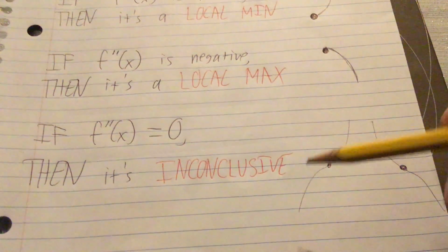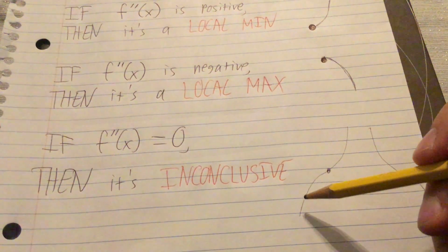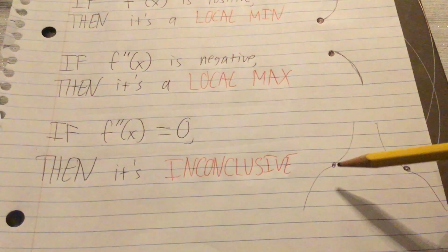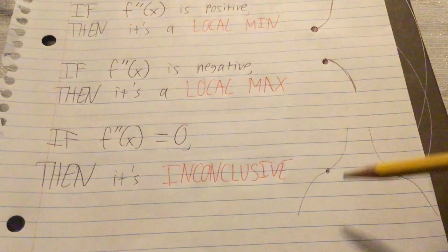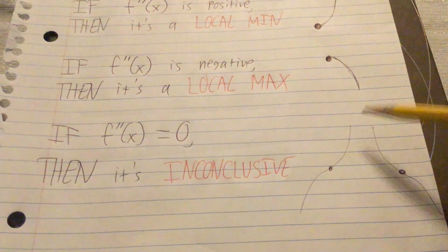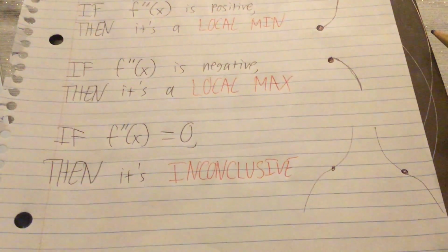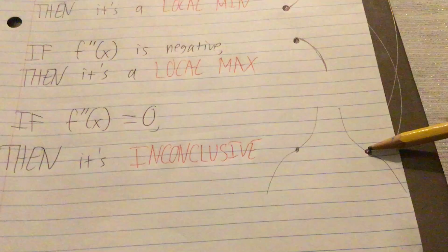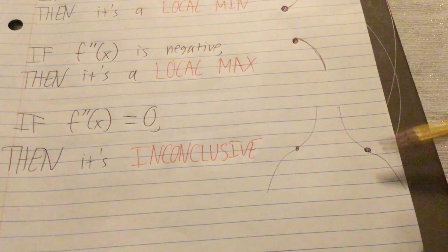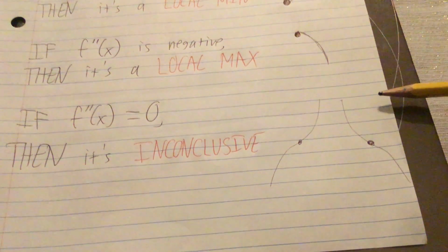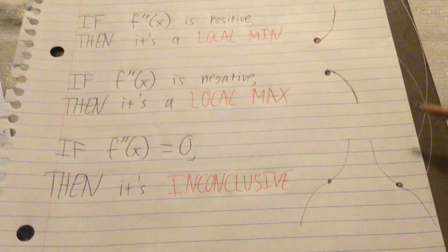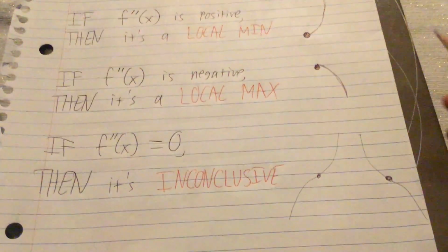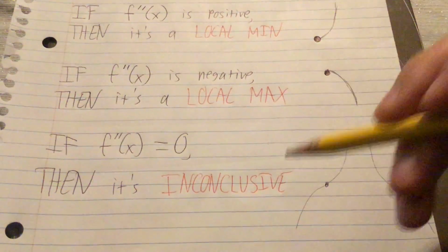And the best way I can show it is, let's say the graph rises, flattens out to a horizontal tangent line, and then rises again. Well, if it rises, stops, rises, that's not a maximum point. If it lowers, stops, lowers again, that's not a minimum point. That doesn't make any sense. So we just call it inconclusive. I just say it's either a local min, a local max, or inconclusive.